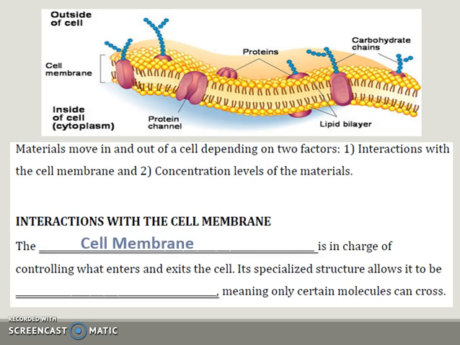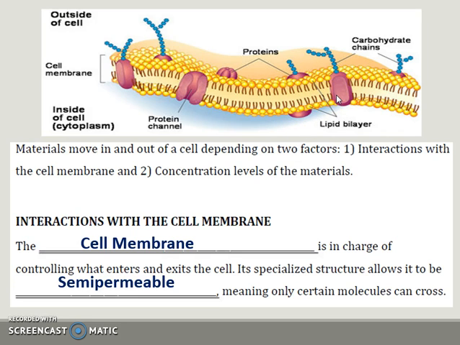Interactions with the cell membrane. The cell membrane is in charge of controlling what enters and exits the cell. Its specialized structure allows it to be semi-permeable, meaning only certain molecules can cross. So if you look at this picture of the cell membrane, this cell membrane is semi-permeable, which means that some things will be able to go through and others won't be.